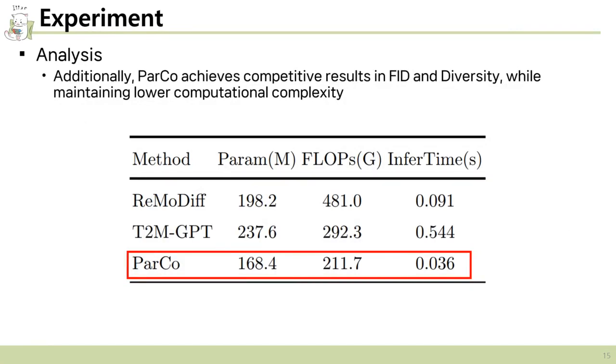Another advantage of ParCo is its computational efficiency. It uses fewer parameters and fewer FLOPs compared to models like ReMoDiffuse and T2M-GPT. Additionally, ParCo's inference time is much faster, making it not only accurate but also highly efficient in terms of resource usage.